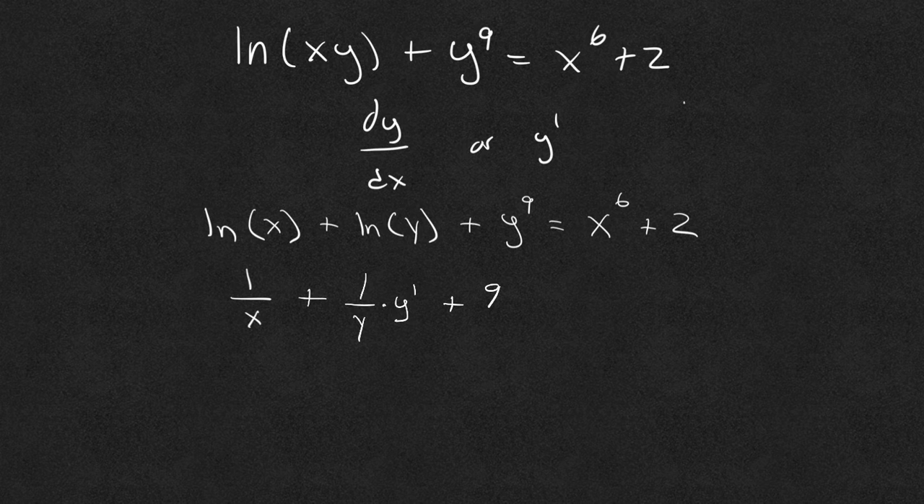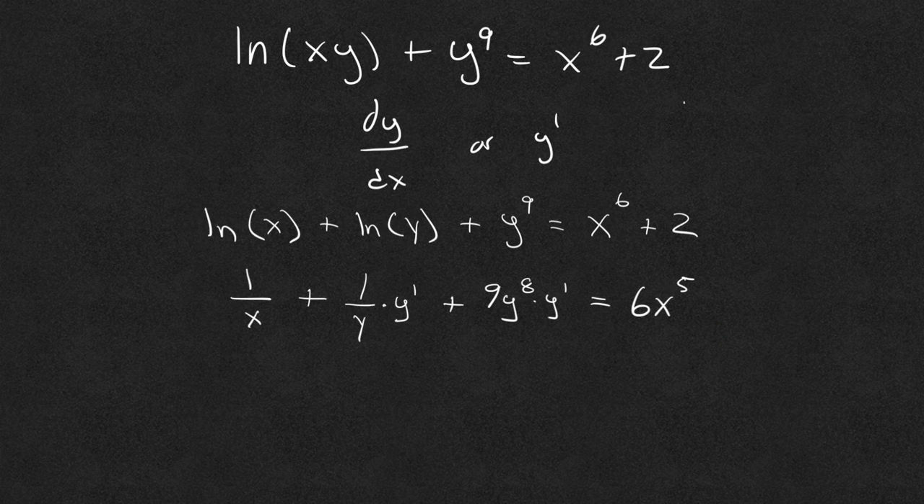Same thing with this next one. This is going to be 9y to the 8th, but then you have to do y prime times it again. It's just like the chain rule. On the right-hand side, we don't have to worry about that implicit differentiation with y because there are no y's, so we just have 6x to the 5th. And then the derivative of 2, how is 2 changing with respect to x, is just going to equal 0, so we're not going to put anything there.